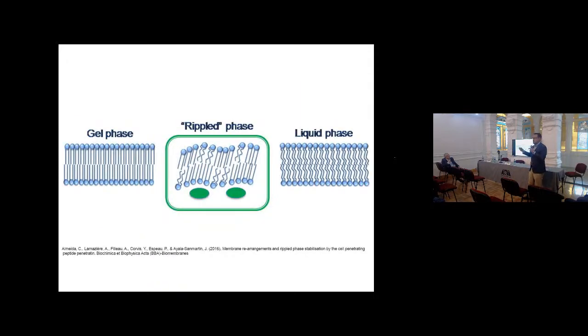So we started reading about this ripple phase. I told you a few slides ago that there are basically two lipid phases, the gel phase, which is ordered, and the liquid phase, which is disordered. There is one phase in the middle, which is called the ripple phase, and this ripple phase is actually not well understood. Some people believe that it's a combination of those two phases, the gel phase and the liquid phase. Other people have proposed that there is a third phase, so the combination of those two plus another one. Anyway, we wanted to study this ripple phase to understand what was happening with our model.